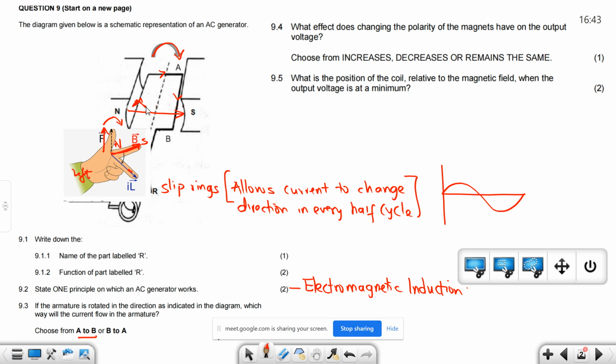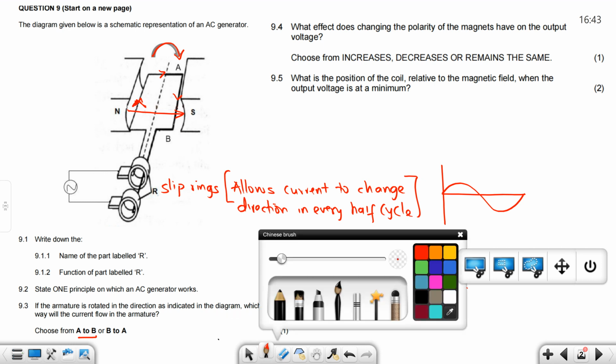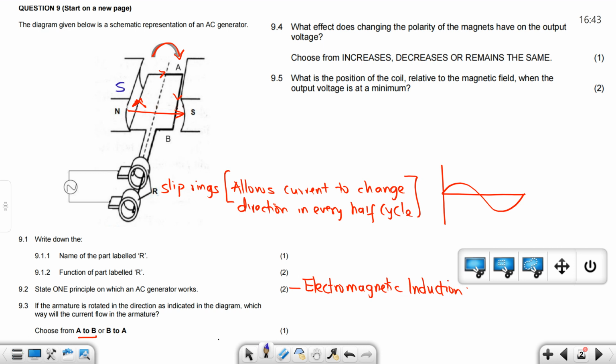9.4. What effect does changing the polarity of the magnet have on the output voltage? Now, hold on. Let's understand the question. Does changing the polarity, what does that mean? If we switch the polarity of the magnet, this now becomes south and this becomes north. They said, will it affect the voltage? Increase, decrease, or remain the same? It remains the same.